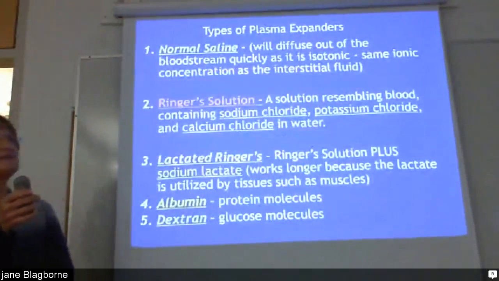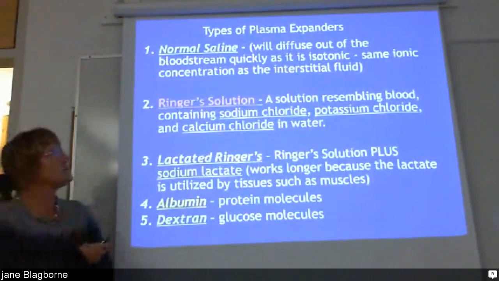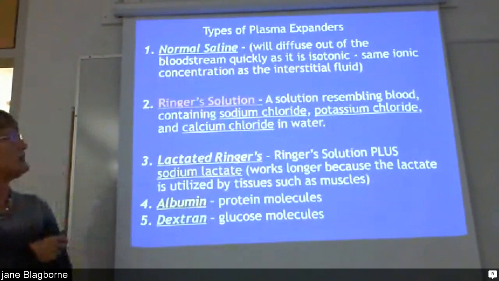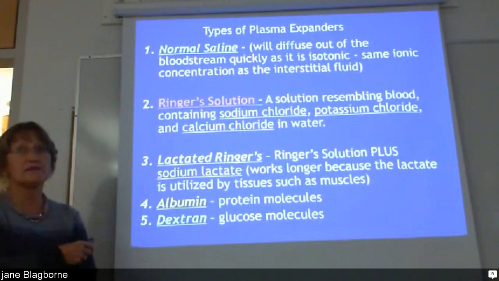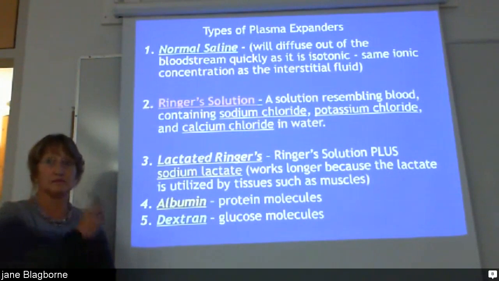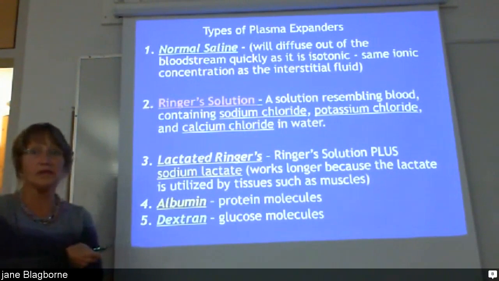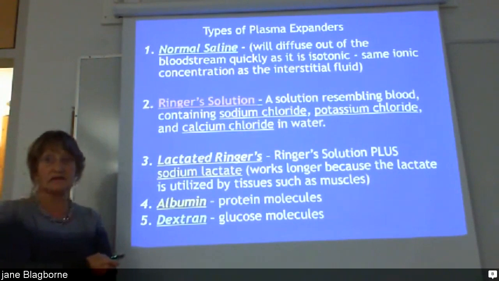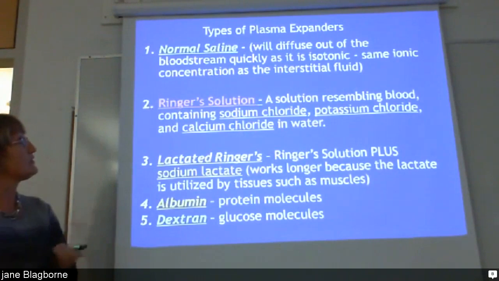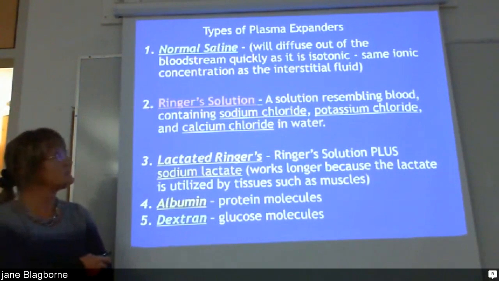So this is just a list of the plasma expanders, and like I say, you would not be required to give them or monitor them. LPNs at this time run saline, and that's all they run. Or established saline, they can hang saline as well. But this is more of an emergency type situation.